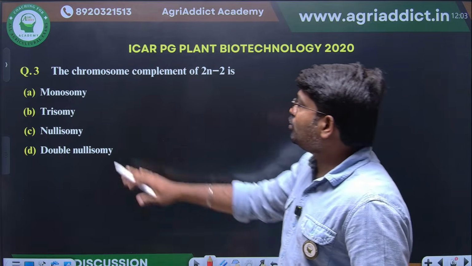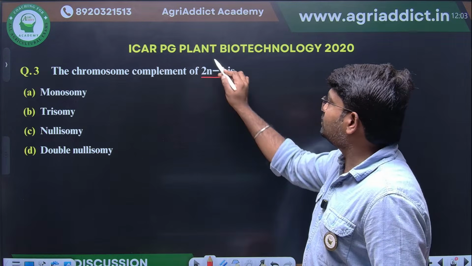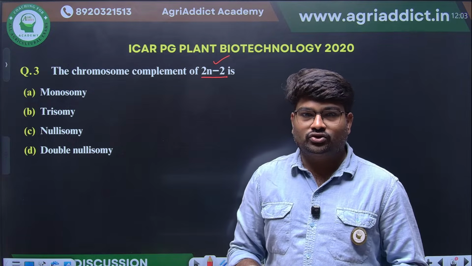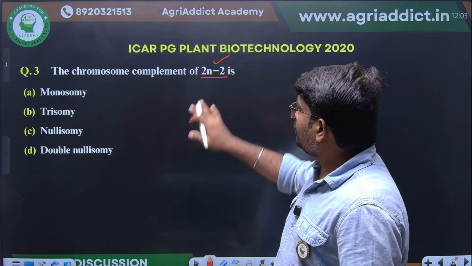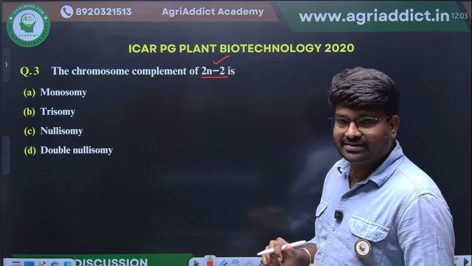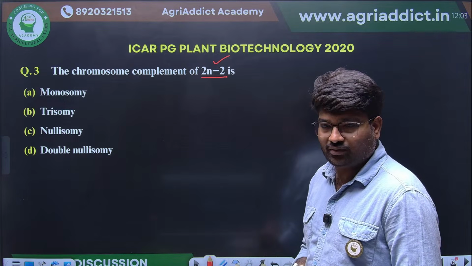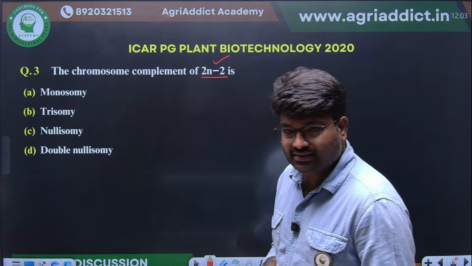Okay. The chromosome complement of 2n minus 2 is what? General question. 2n minus 2. Chromosome complement of 2n minus 2. Whether it's monosomy, trisomy, nullisomy or double nullisomy. What will be the answer? Yes, very good, very good.